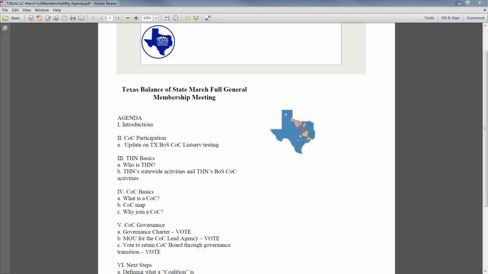Okay, everyone, it's 2 o'clock, so let's go ahead and get started with the first of 2 full general membership meetings of the Texas Balance of State Continuum of Care. Holding at least 2 full membership meetings is a requirement of HUD's. So that's the first reason that we're holding this meeting today.